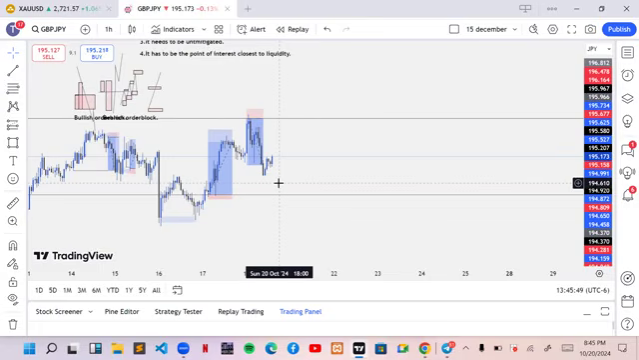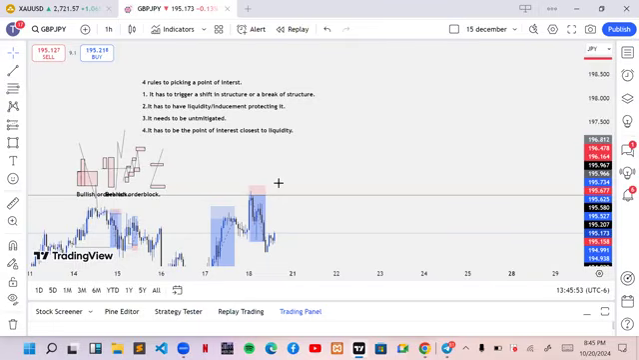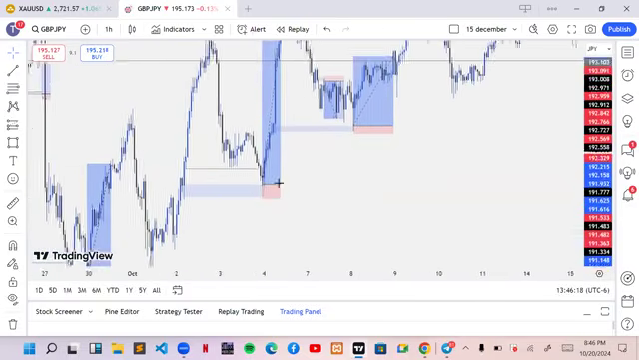Knowing when to pick between an order block and a breaker block, you need to pay attention to all these four criteria. You need a shift in market structure. You need liquidity protecting it. It needs to be unmitigated. It has to be the point of interest closest to liquidity. Meaning you can only use the order block if your breaker block was mitigated. If your breaker block is unmitigated, you have to pick your entry from the breaker block because it will be the closest one to liquidity.